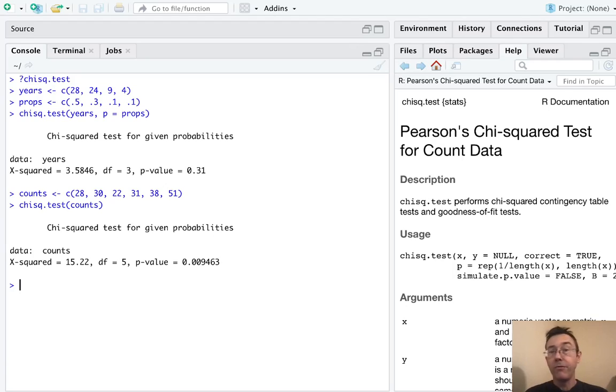So we have 5 degrees of freedom because of the 6 categories, a chi-squared test statistic of 15.22, and a p-value of 0.009463. A very small p-value, so that will certainly be sufficient evidence for us to reject the null hypothesis and conclude that in fact this die does appear to be weighted.